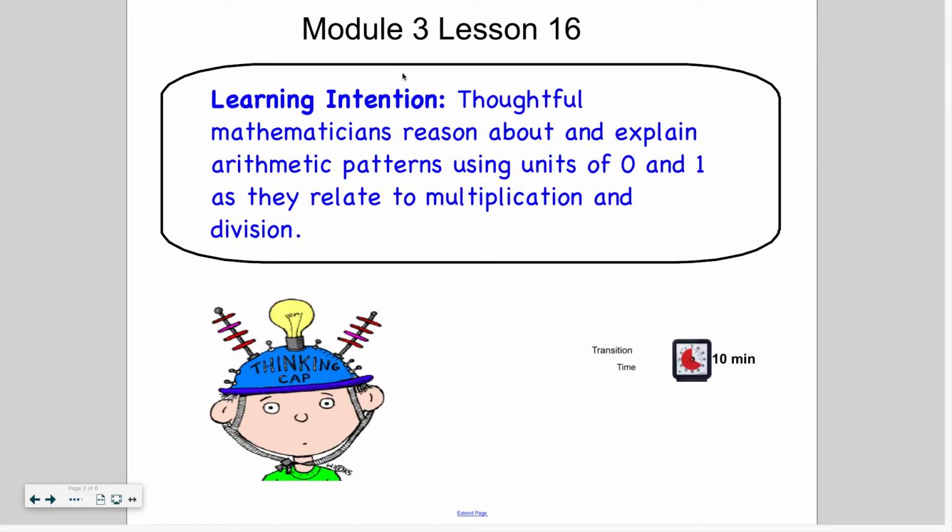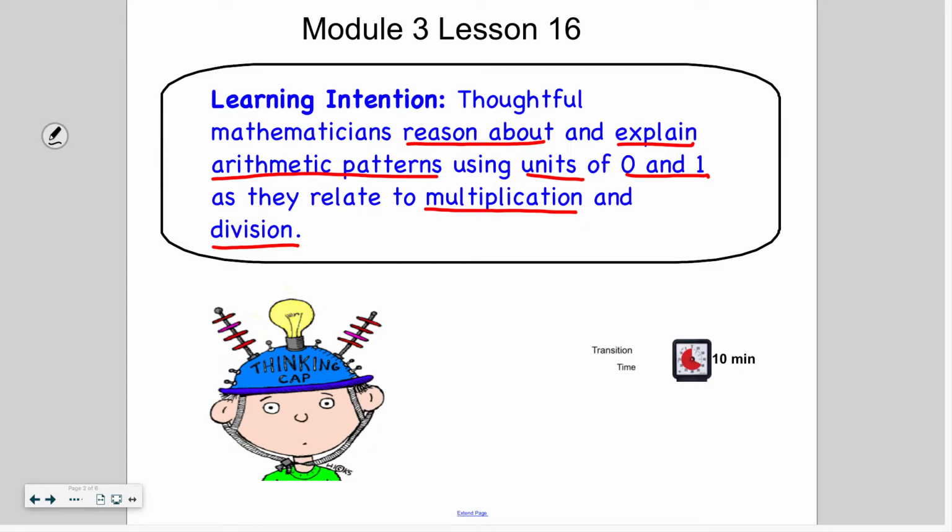So let's get started with our learning intention. Thoughtful mathematicians reason about and explain arithmetic patterns using units of 0 and 1 as they relate to multiplication and division. So it's a very long learning intention, but really I'm just going to be asking you to solve some facts and then identify any patterns you notice about those facts.